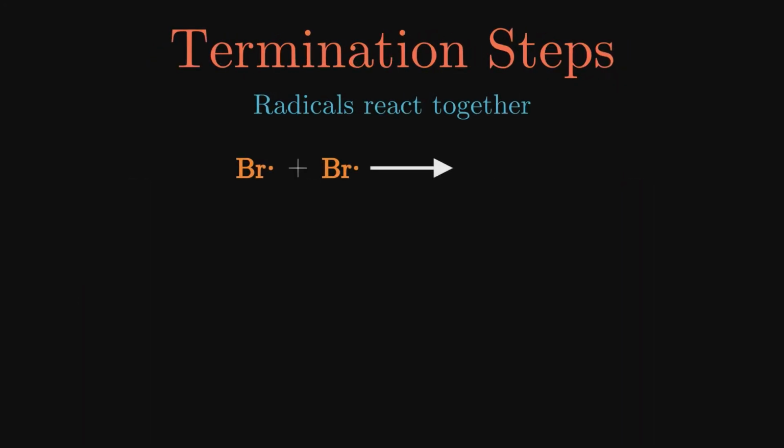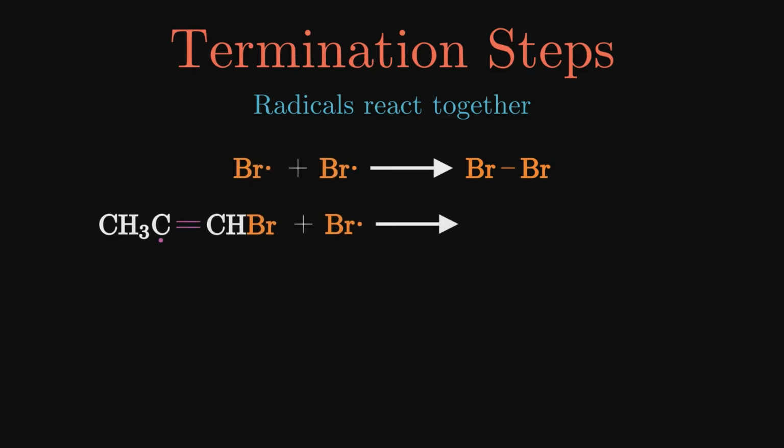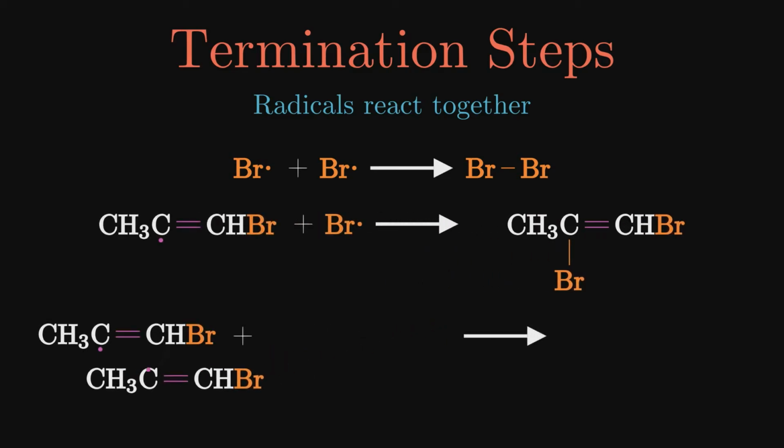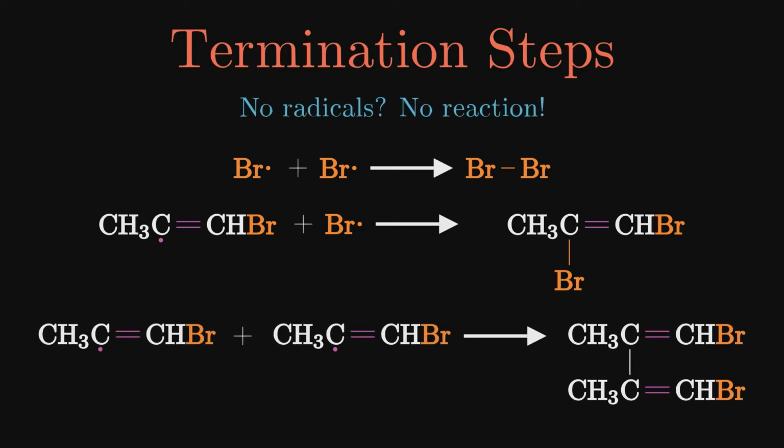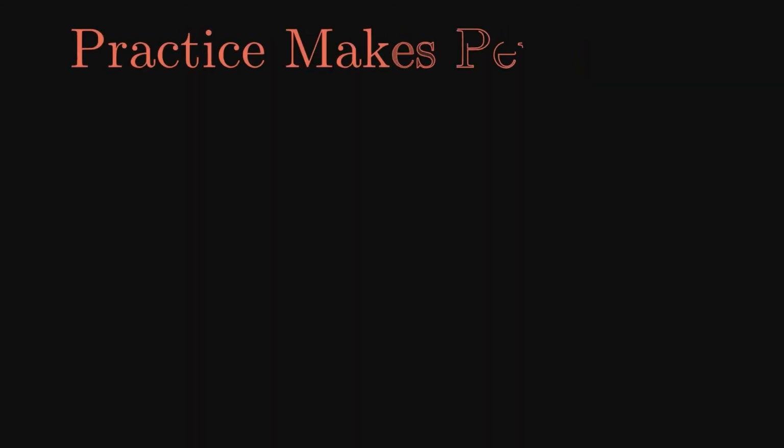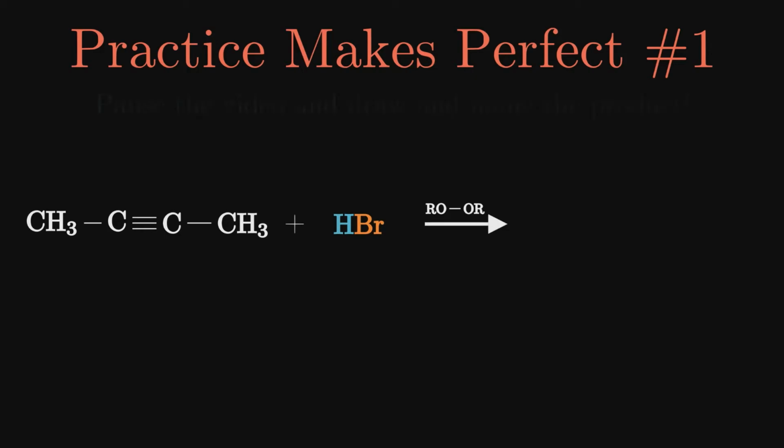The termination steps involve the reaction of 2 radicals, the simplest being 2 bromine radicals forming bromine molecules. A bromine radical can react with the alkenyl bromide radical, forming a dihalide product, and finally 2 alkenyl bromide radicals can react to form an even larger dihalide and diene product. As the radicals disappear, the reaction comes to an end or terminates. So the reaction can result in a cis-Z or trans-E haloalkene.